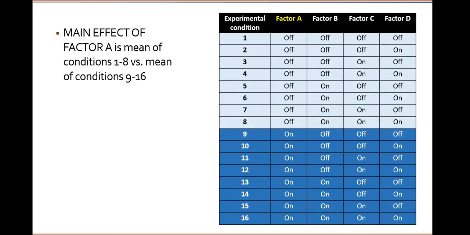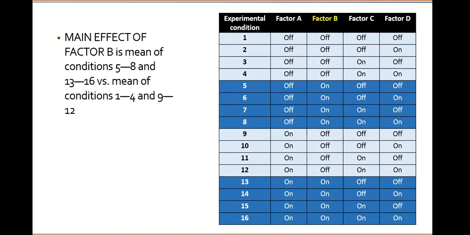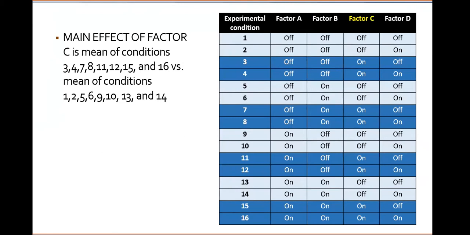Now, let's look at what gives us the main effect of factor B. The main effect of factor B is going to be obtained by looking at the mean of conditions 1 through 4 and 9 through 12 versus the mean of conditions 5 through 8 and 13 through 16. All the subjects are involved in this main effect as well. They're just rearranged. The main effect of factor C, again, all the subjects are used. This is going to be 1, 2, 5, 6, 9, 10, 13, and 14 versus 3, 4, 7, 8, 11, 12, 15, and 16.